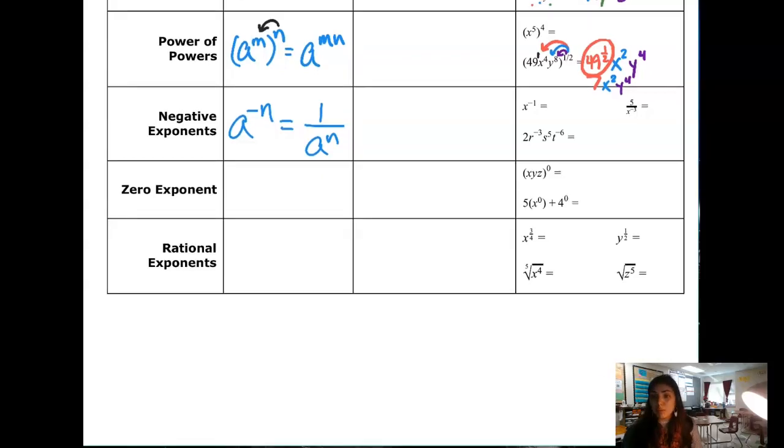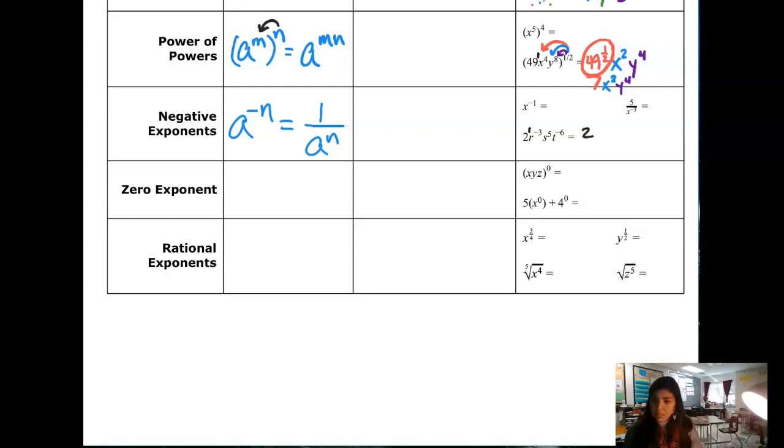Okay, the example problem, you have 2r to the negative 3, s to the 5, t to the negative 6. You're only going to move the exponents that are negative. 2 has a current exponent of 1, which means it's not negative. The 2 does not move and change. So the 2 is going to remain in the numerator.